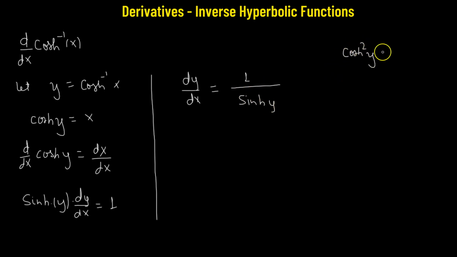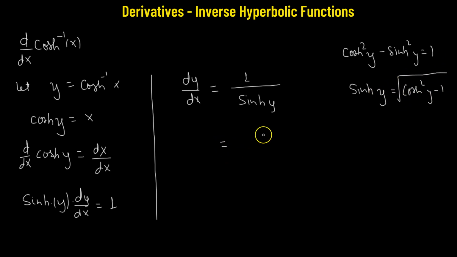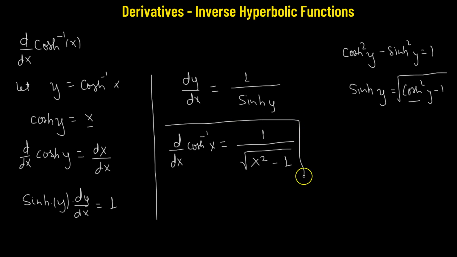So we have cosh squared y minus sinh squared y equals 1. So sinh y will be equal to cosh squared y minus 1, and we have to take the positive square root, and this will be equal to the square root of, in place of cosh y we'll take x, so this will be x squared minus 1. So this is the derivative of our inverse hyperbolic cosine function.